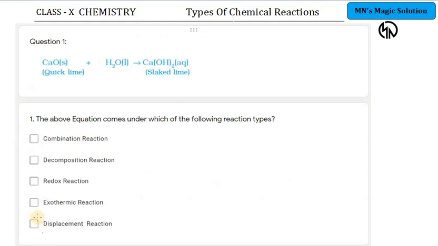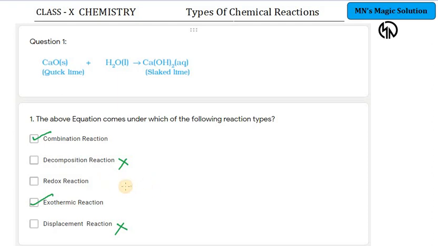See, in our question we have got all these options. Combination is there, and we have got exothermic. Apart from that, is it a decomposition? Definitely not. And displacement, that is also not a possibility. Coming to this one, redox. Most of the chemical reactions are redox reactions. Some reaction types do not come under the category of redox.